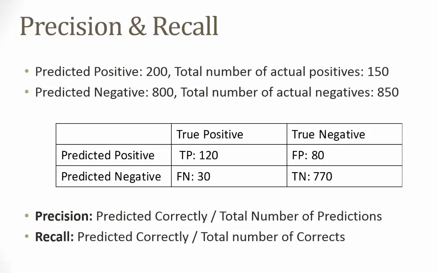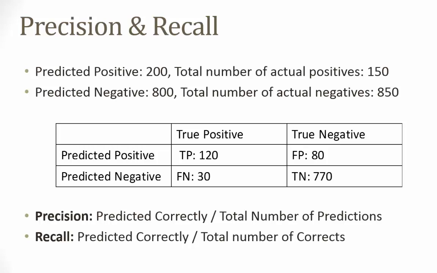The model results came out, and you know that the model predicted 200 of those cases to be positive and 800 of them to be negative, while you know that in reality only 150 of them were positive and 850 were negative. So here you have some inaccuracies. Let's go ahead and see how we can calculate precision and recall.